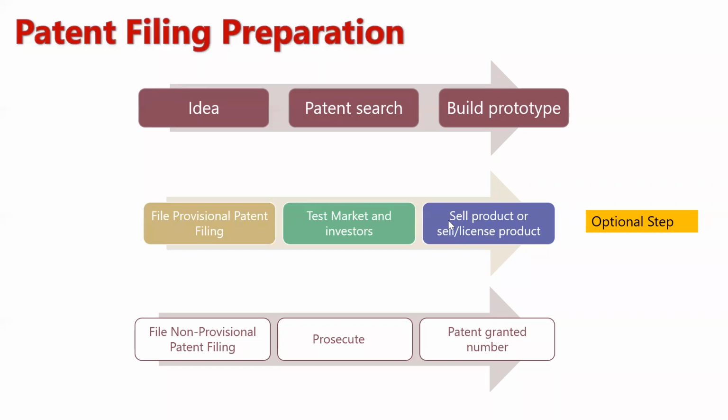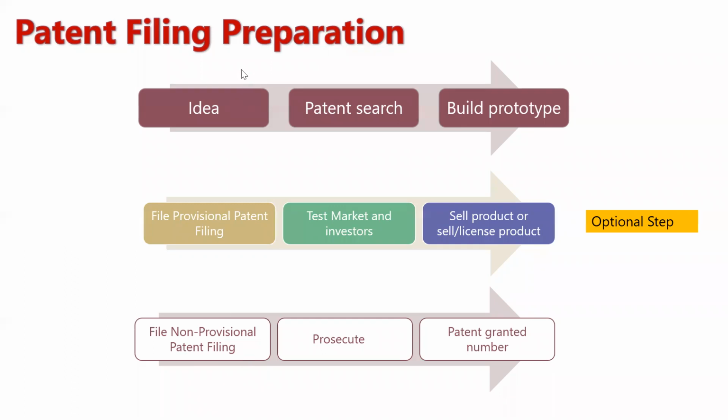If they have the capacity to manufacture the product, fine. Suppose they don't have the capacity, they can give a license to another person. So a license facility is also there. This is the optional step. If you are very sure that your product will work, that it will be unique, and that it will meet all the requirements, then you can directly go to the non-provisional patent filing.